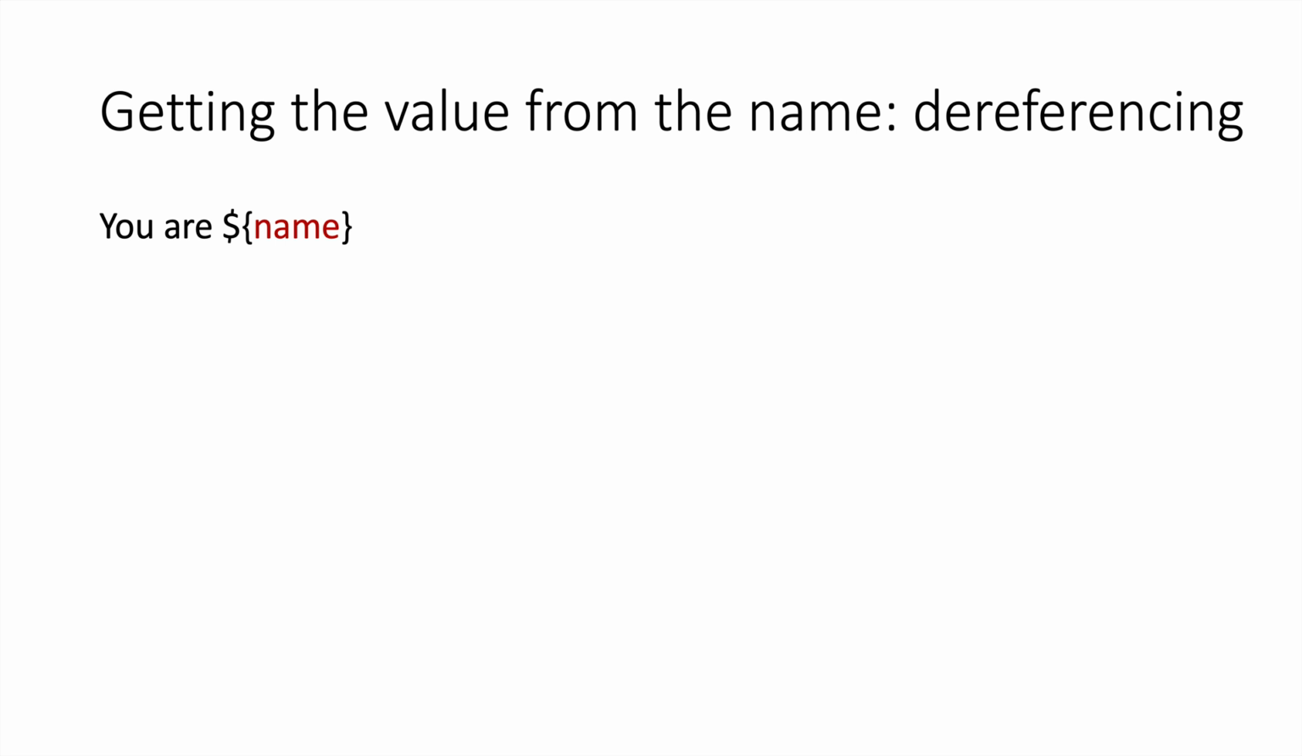So this is known as dereferencing. And in dereferencing, you give the computer the name of the variable, and the computer turns around and gives you the value of the variable. So again, I asked it for the name, and it returned Dana.